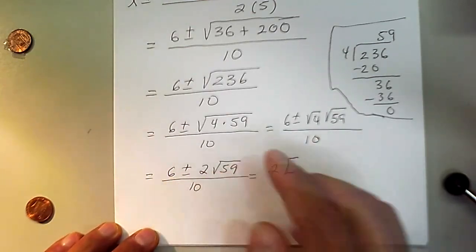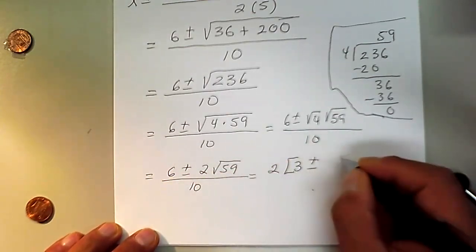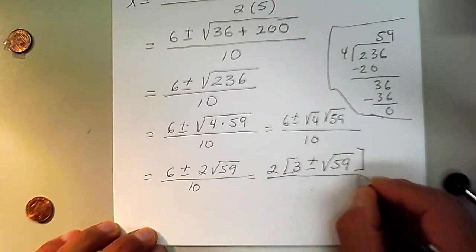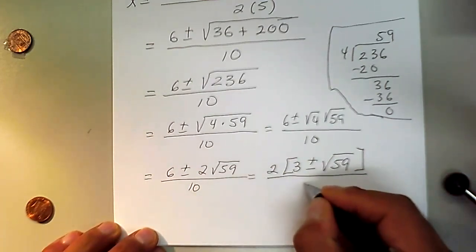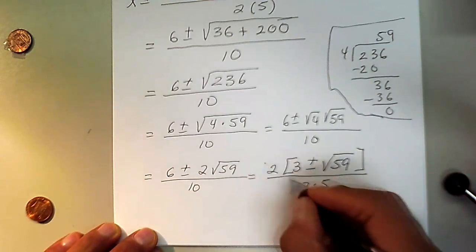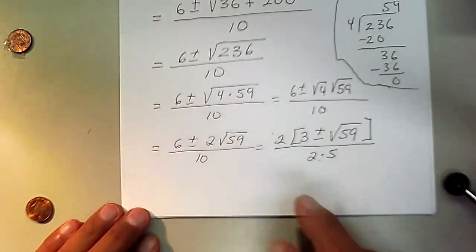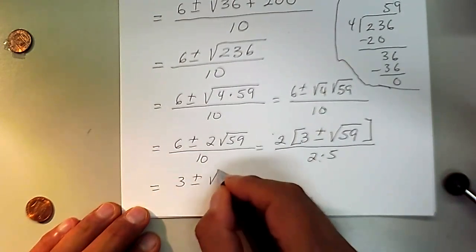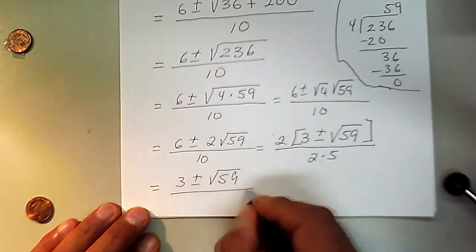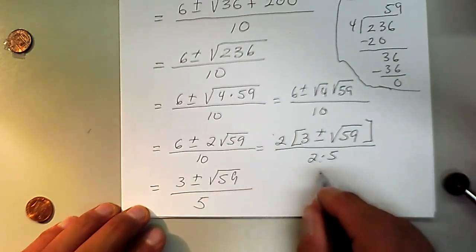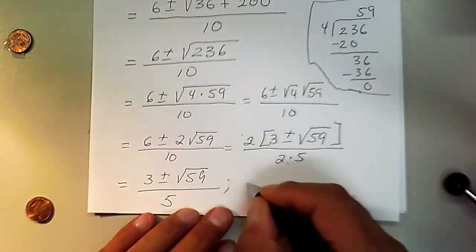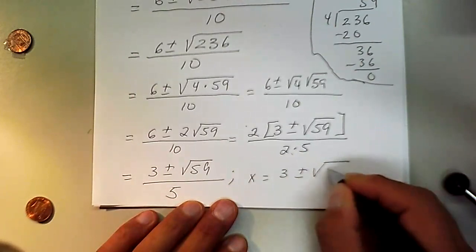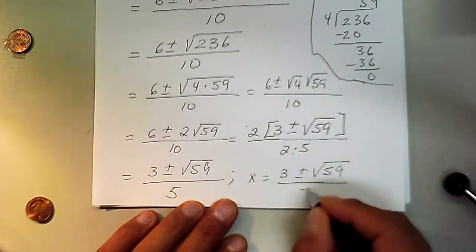So when we factor 2 out of 6, we still have 3 plus or minus square root of 59 over, and then the 10, I'm going to rewrite as 2 times 5, because then we can simplify the 2's, and we end up with 3 plus minus square root of 59 over 5. So x, I'm just going to rewrite this. X is 3 plus or minus square root of 59 over 5.